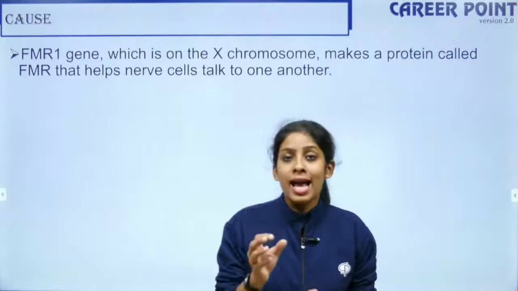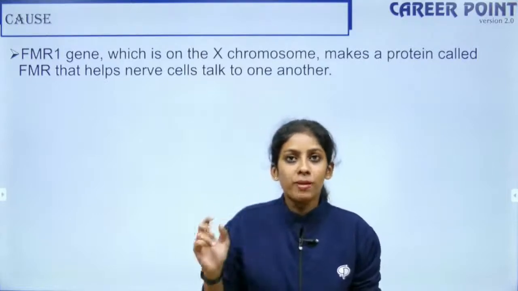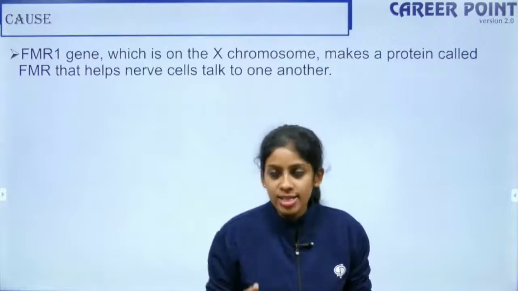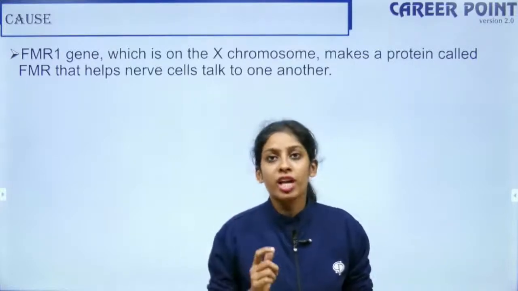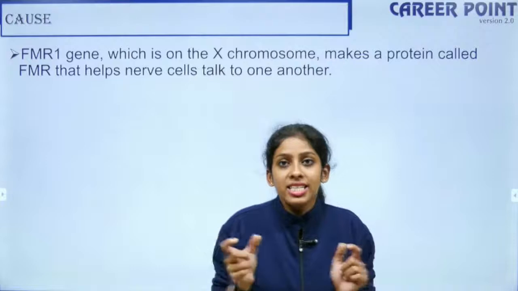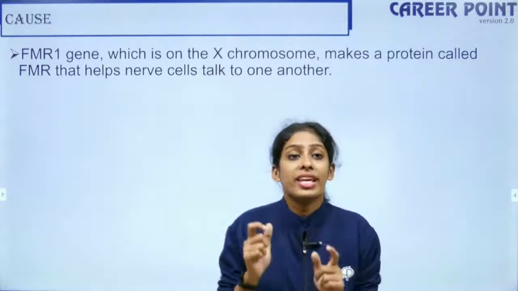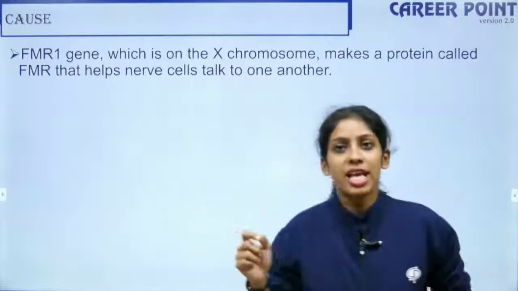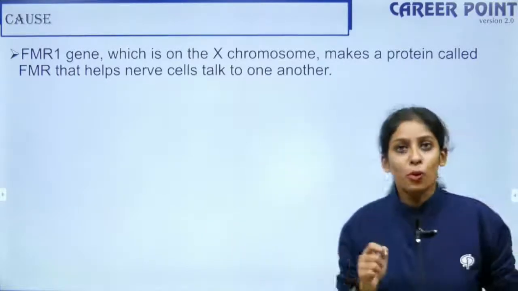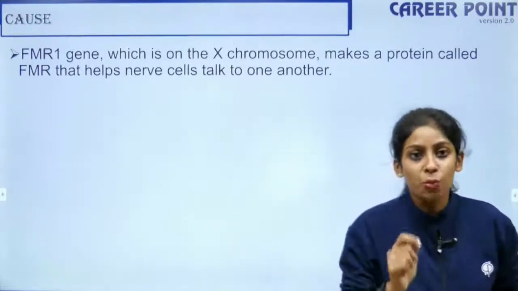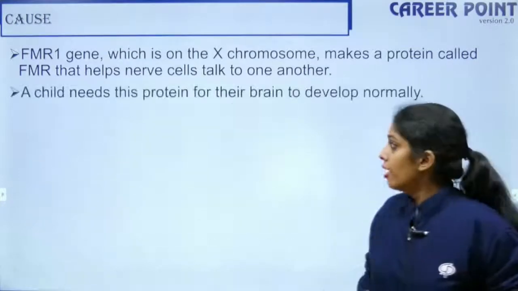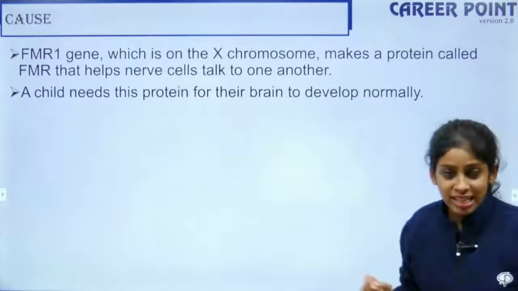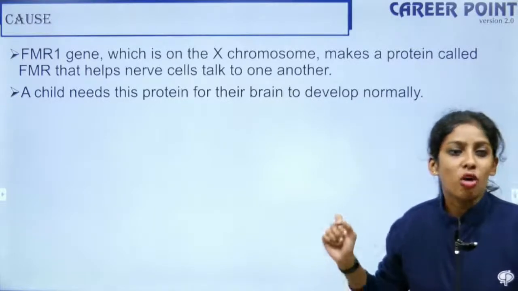So understand, in your body, which is a multi-complex system where there is perfect coordination and understanding, there is communication. There has to be communication between each cell. Intercommunication is very, very important. Okay, so there is communication between your neurons as well, and this FMR protein produced from the FMR1 gene is important. Right? A child needs this protein for the brain to develop normally. If not, then you have all these symptoms.